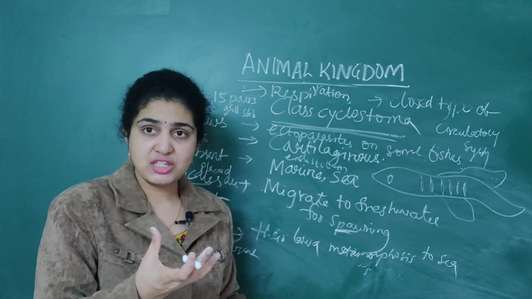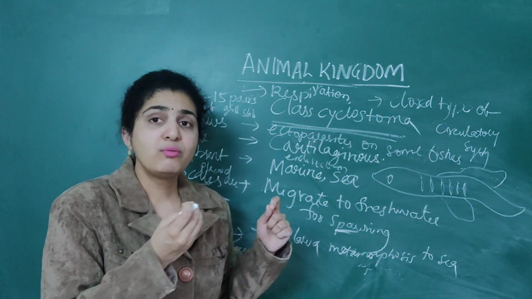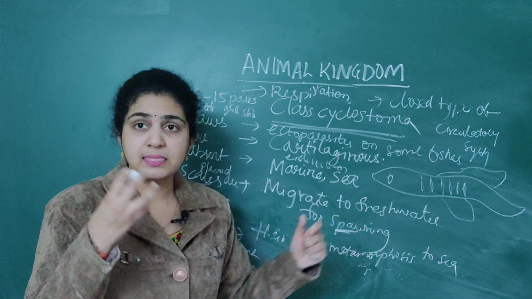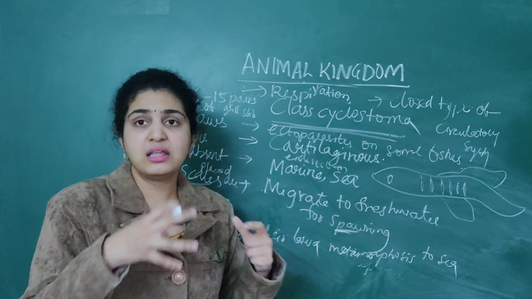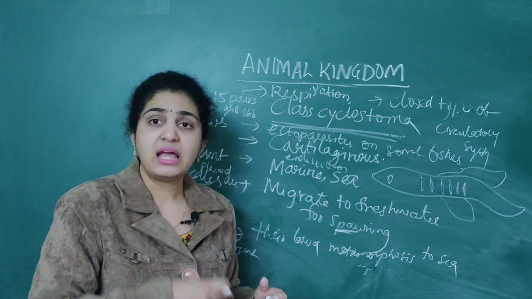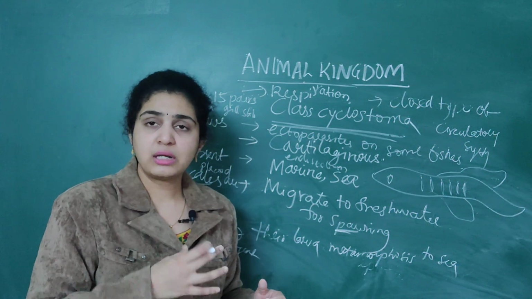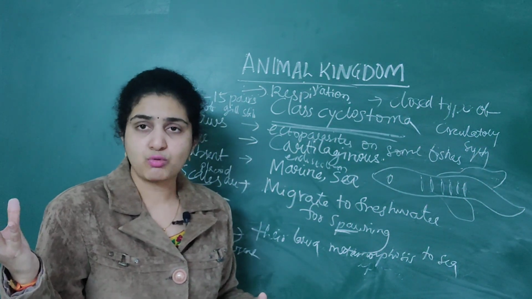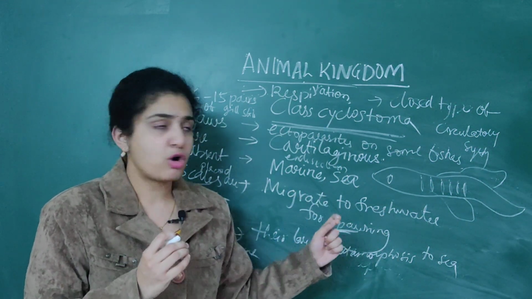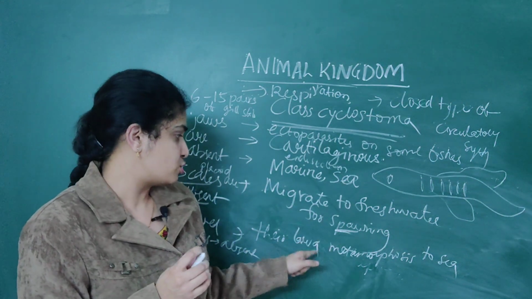Later, their larvae metamorphose into adults in the sea. They come back to the sea and grow as adults. Again they will live in seawater only, and when they want to reproduce, they will go to fresh water again. So the only ones which migrate to fresh water for spawning are class Cyclostomata.